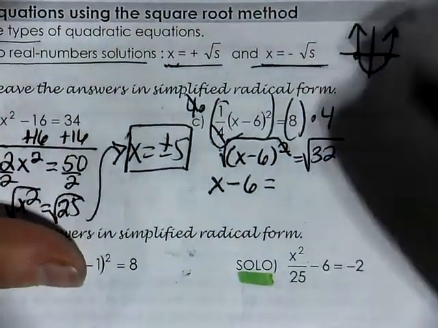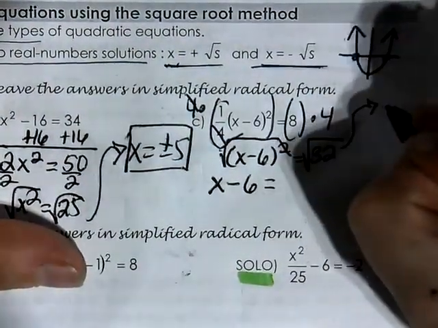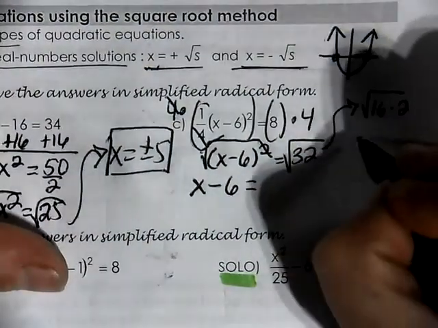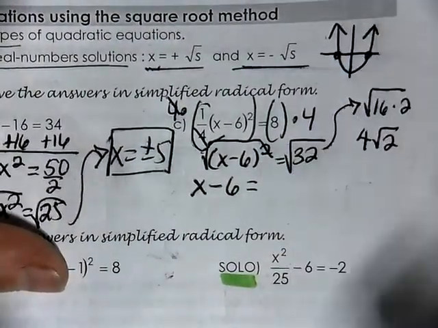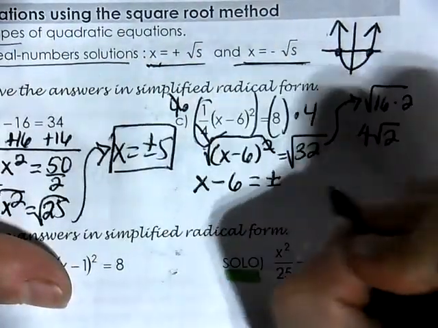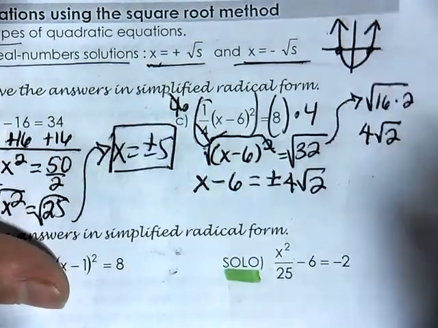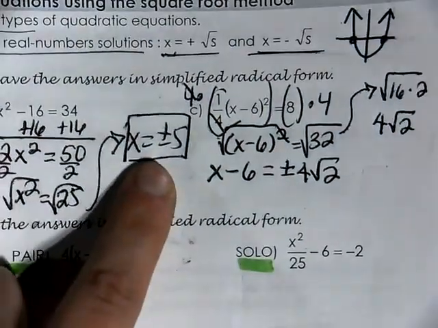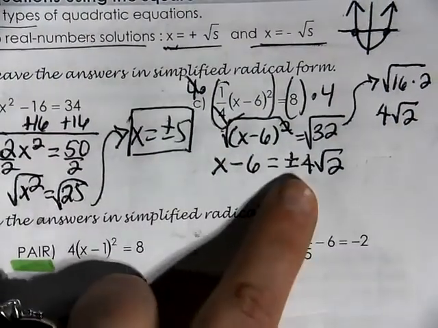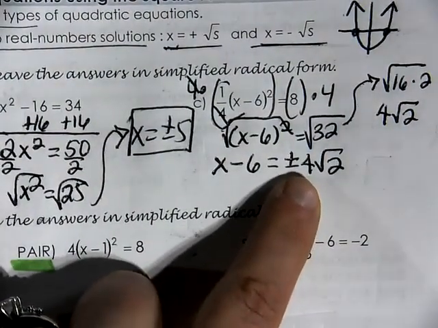Now, 32, I know that 32 is equal to the square root of 16 times 2. The square root of 16 is 4, so that's 4 square roots of 2. But because I took the square root of both sides, this is going to be plus or minus 4 square roots of 2. Just like we had plus or minus 5 and plus or minus 4 in the last problems, we're going to have a plus or minus on the other side.